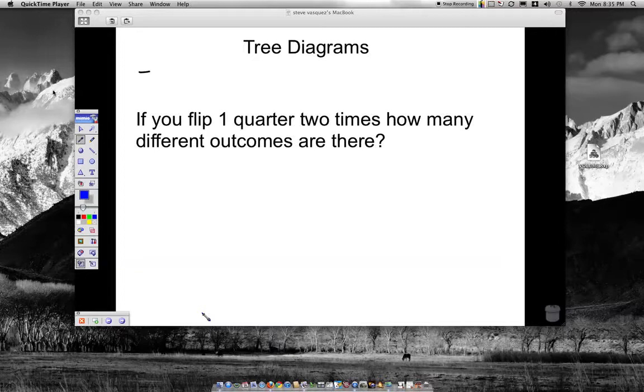Okay, with tree diagrams, the goal of today was to look at different ways we could come up with how many outcomes there actually are. So with a tree diagram, this is a physical way of modeling the fundamental counting principle.